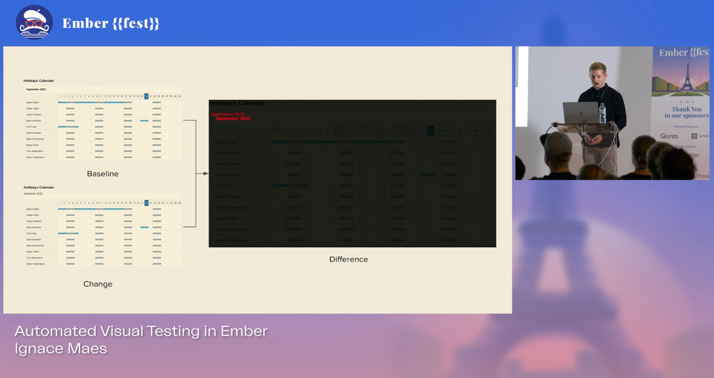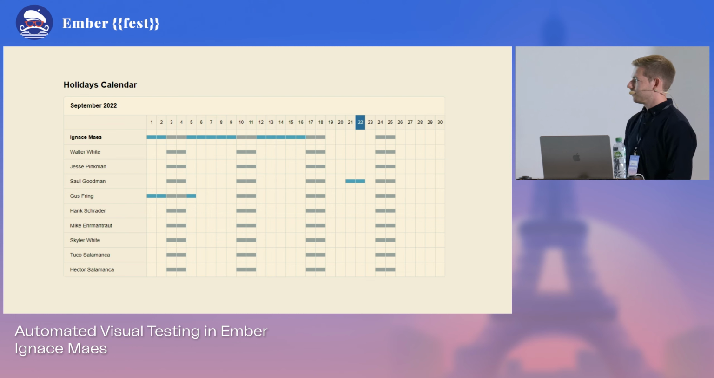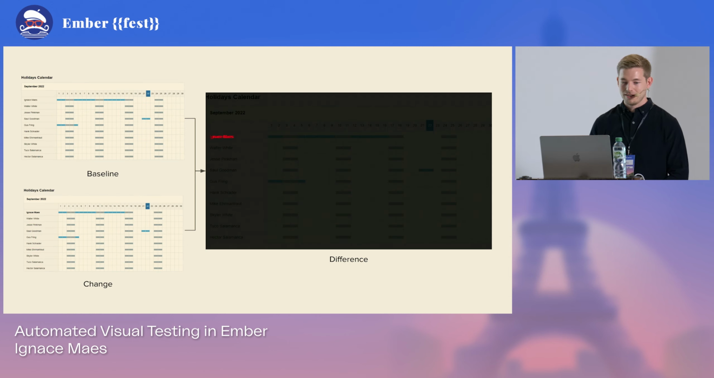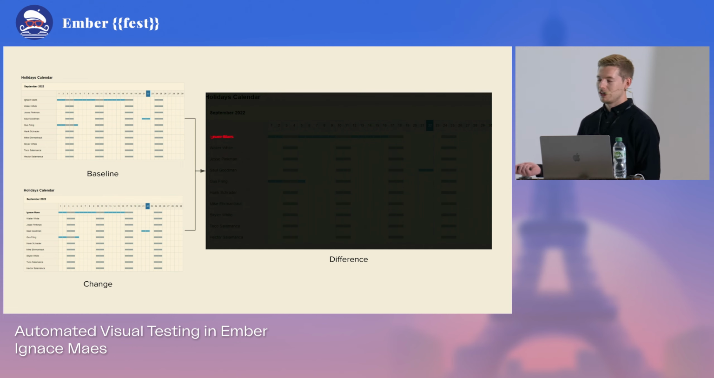Great, but maybe one day a product manager comes in, we want to highlight the current user because it wasn't really clear who it was. For some reason, product managers come up with these feature requests. If we do the same thing all over again, make the difference, here we have a change as well. But in this case, it's an intended change. This is actually what we want.